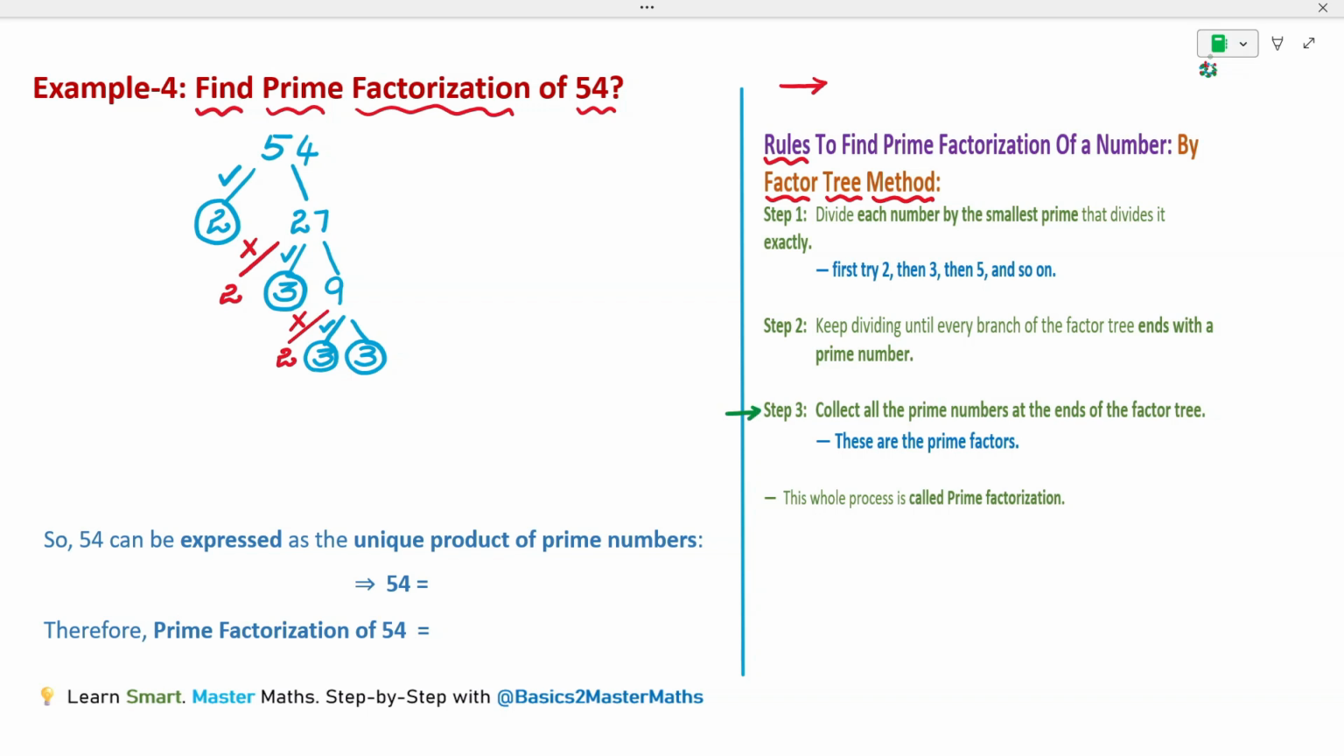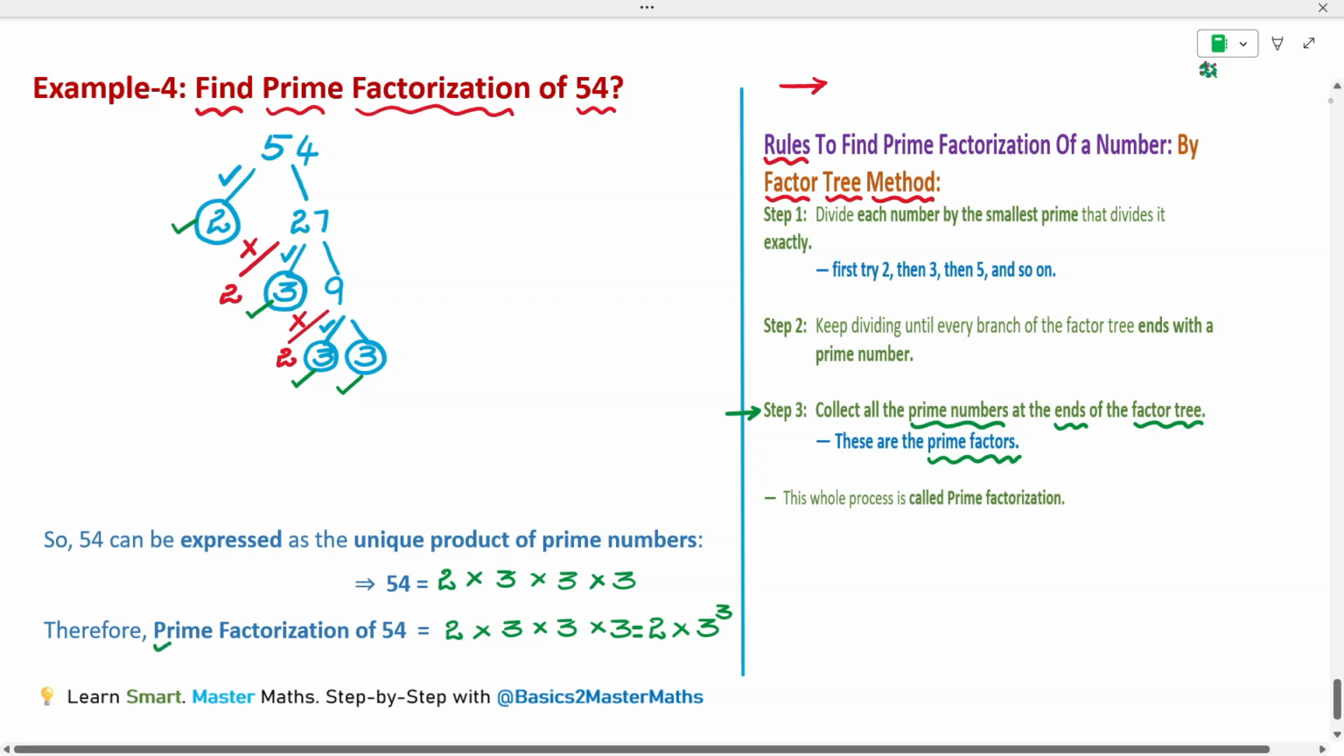Finally, collect all the prime numbers at the ends of the factor tree. These are the prime factors. In this case, they are 2, 3, 3 and 3. Got it?